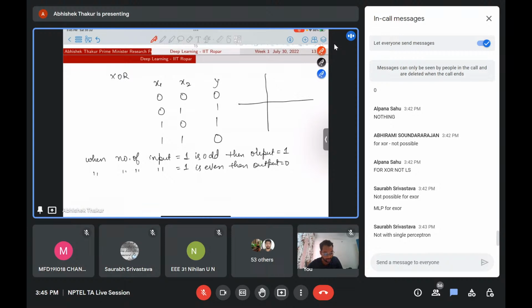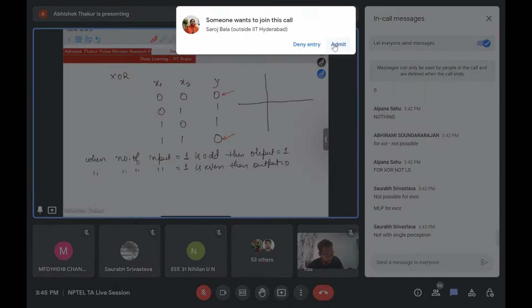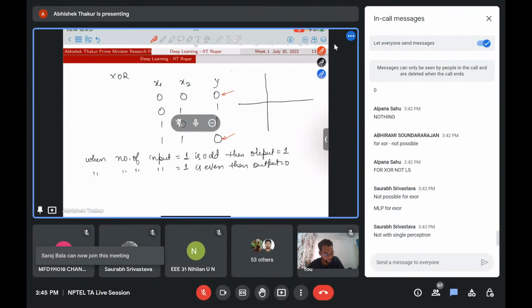So you can see what the negative points are, that is when the output is 0. So our negative points are 0 comma 0 and 1 comma 1. So these are our negative points. Okay. And what are the positive points? Positive points are those for which the output is 1. That is 0 comma 1 and 1 comma 0. So these are our positive points.